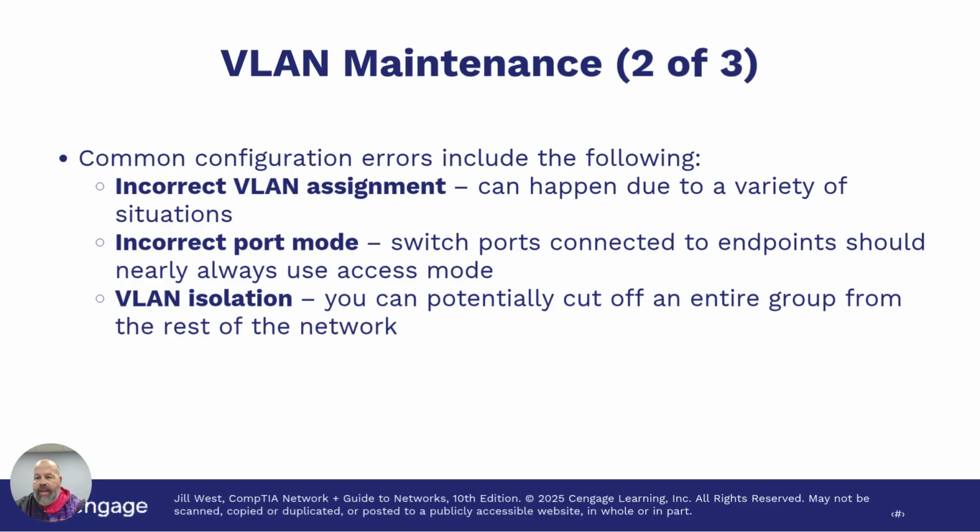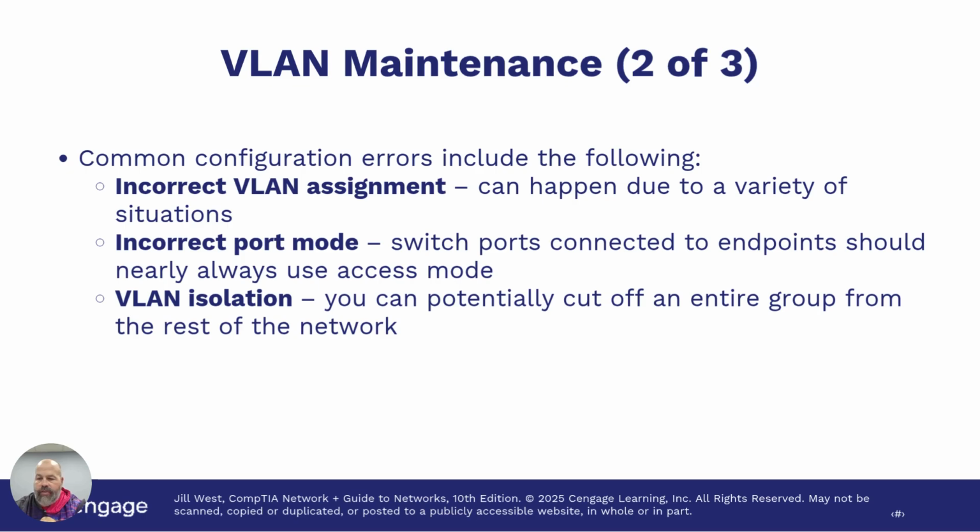Now, common VLAN configuration errors include incorrect VLAN assignments. Maybe you accidentally put the HR director's computer on the guest Wi-Fi VLAN. That would be kind of awkward. Incorrect port mode. If you configure a port connected to a computer as a trunk port instead of an access port, that computer probably won't be able to communicate. It's like trying to fit a square peg in a round hole.